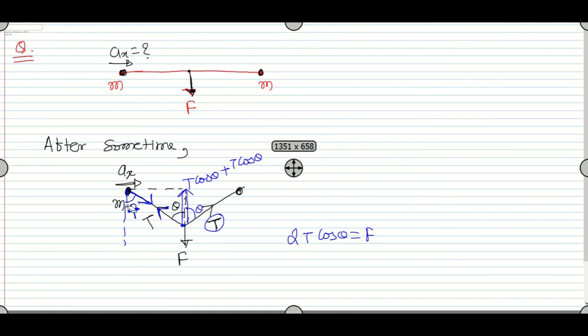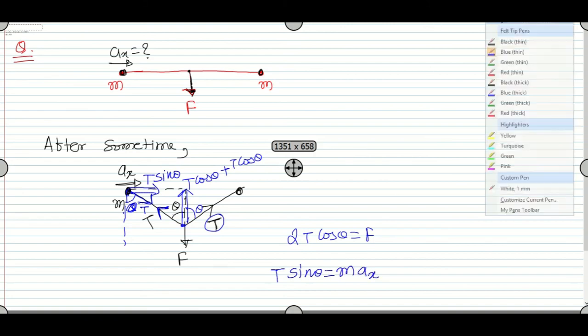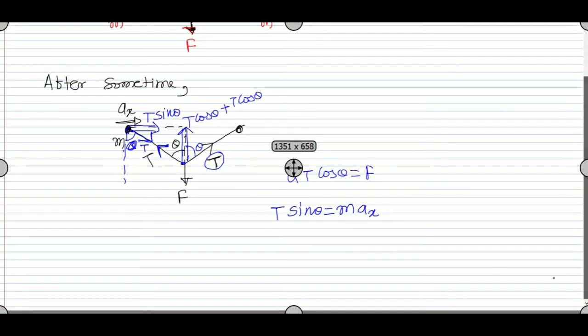If this angle is theta, this must be theta, right? I hope all of you are understanding this theta. This is the tension. So the tension's cos theta component is vertical and the sin theta component is horizontal. So this T sin theta is providing the acceleration. That means mass into acceleration along the x-axis. Now see, we have 2T cos theta equal to F, this is equation 1, and this is equation number 2.